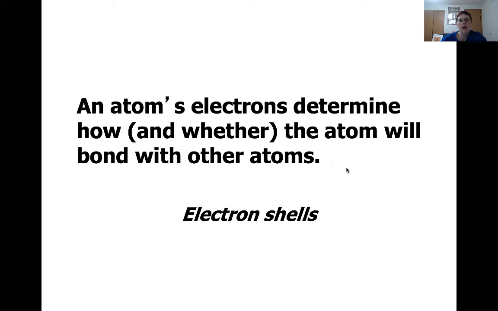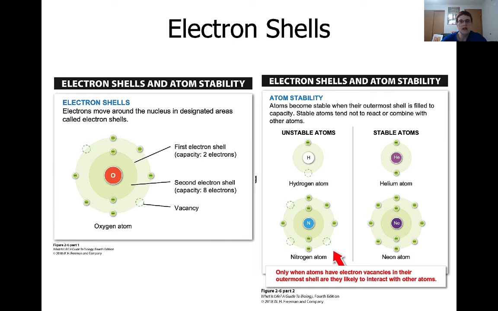So atoms' electrons are going to determine how and whether those atoms are going to bond with other atoms. And so the electrons arrange themselves into shells. You may have noticed in that previous slide that the carbon had 2 rings around the nucleus of electrons, and that would be the electrons' shells. So let's take a look at a couple of these.